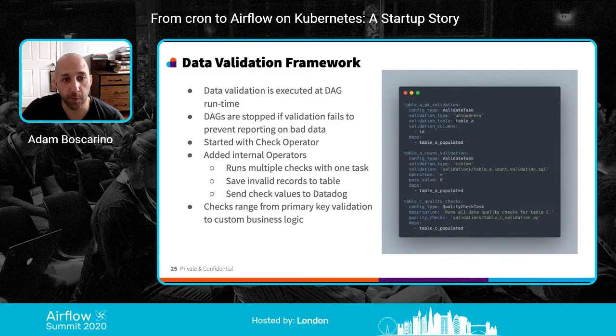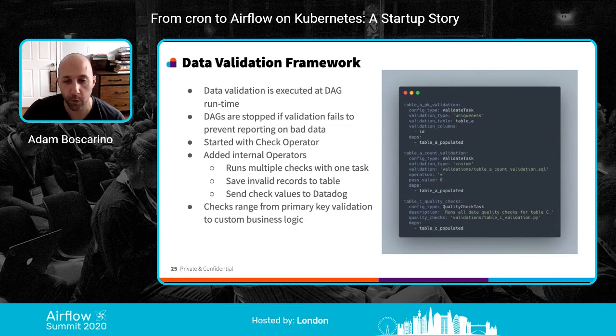And the last thing we've added is the ability to run multiple data quality checks in a single task. So this means you don't have to wait for Airflow to spin up multiple pods if you want to run multiple checks on a single table. And this helps us with resource allocation and also makes the DAG performance a little better. Our data validation checks range from things like standard tasks that will check if there are no duplicate records to custom business logic that might be specified by a single task. And you can see an example of each of those using our YAML DAG builder there on the right.